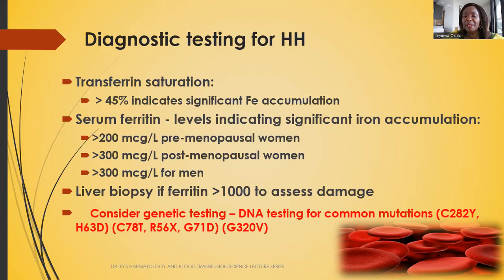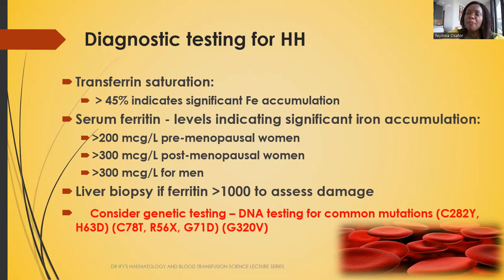Then serum ferritin. When you estimate the serum ferritin level, for premenopausal women, a level above 200 micrograms per liter, for postmenopausal women, above 300 micrograms per liter, and for men, a serum ferritin level above 300 micrograms per liter is indicative of hemochromatosis, that is, significant iron accumulation in the body.